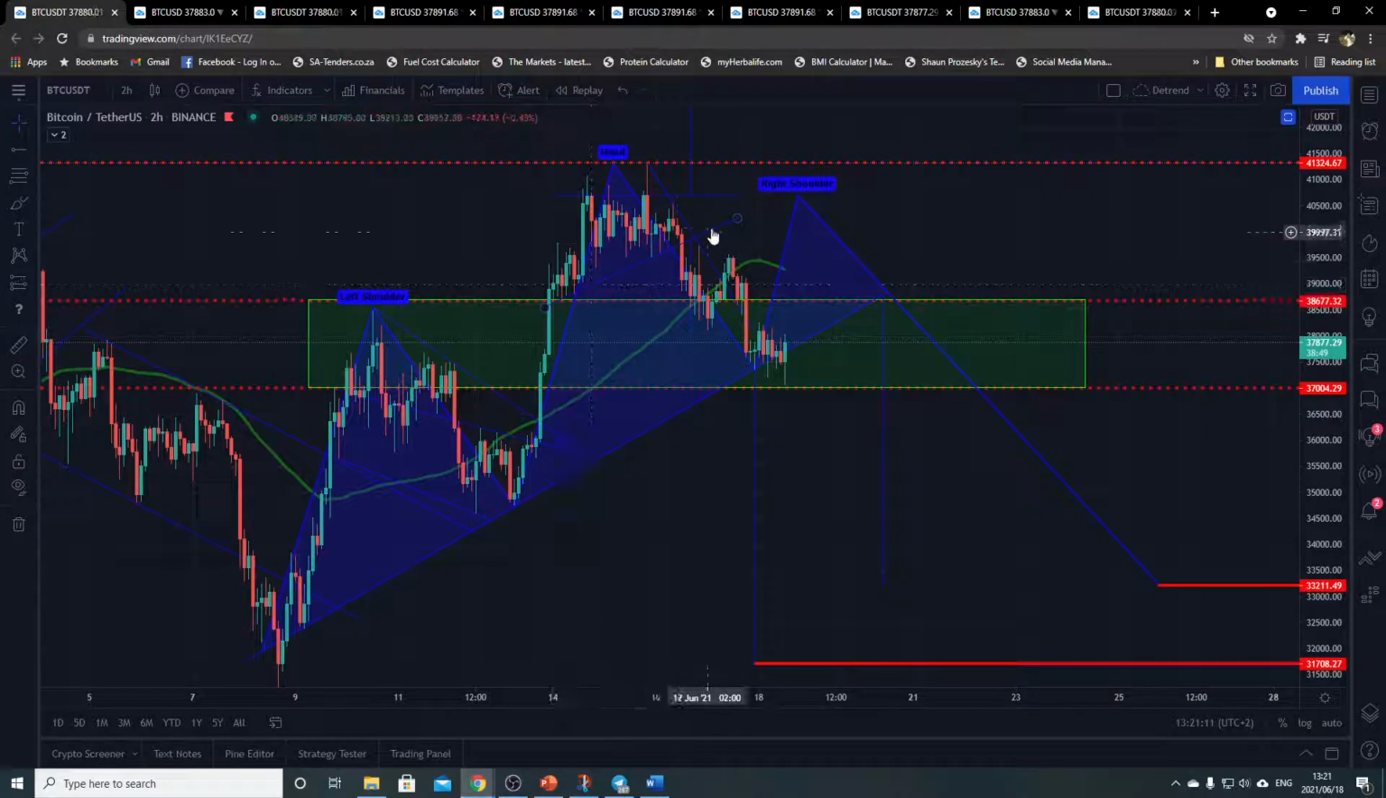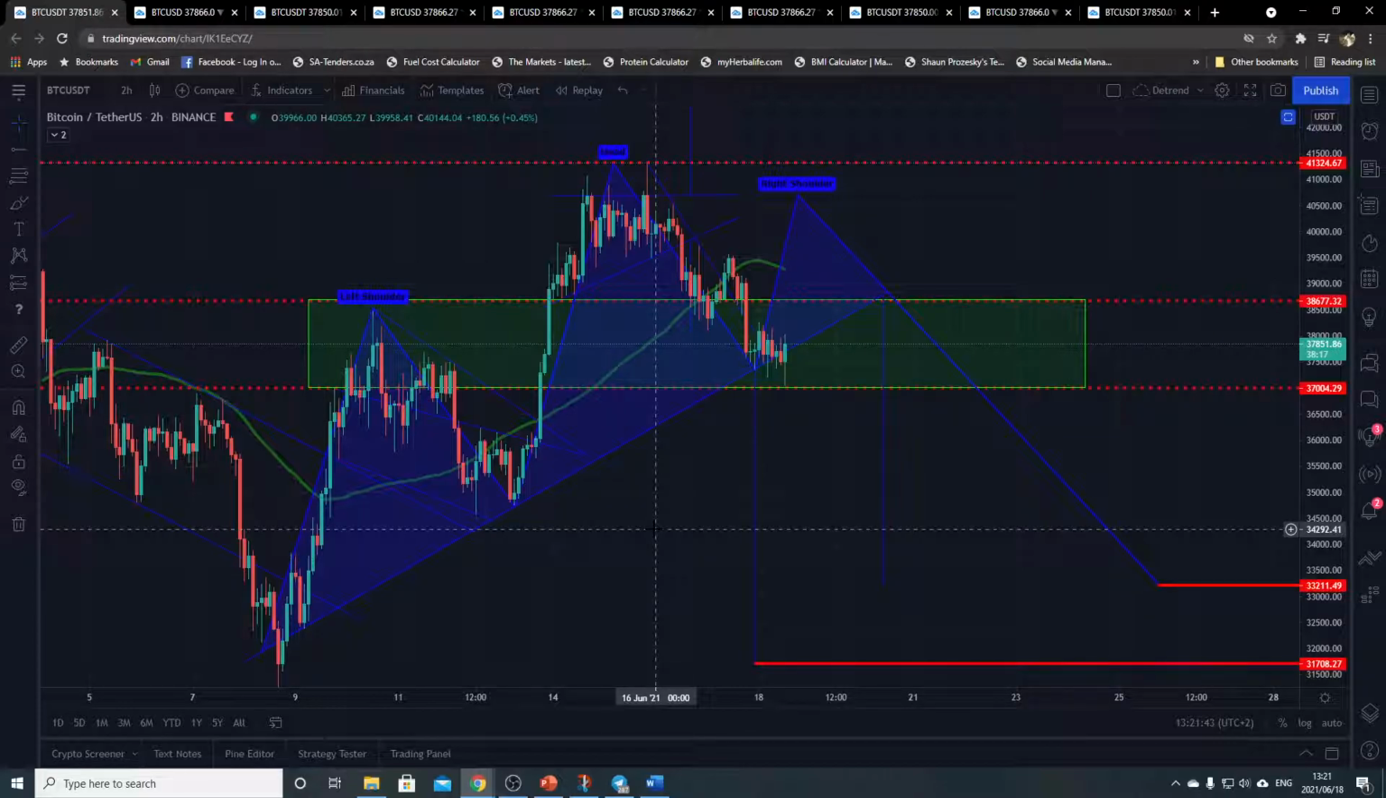Because here you got a descending triangle. I will do a video regarding a descending triangle on what the pattern signifies in the market. Okay, but there we got a fake out breakout, and then we came back down and we broke down out of the descending triangle. Okay, so now we're obviously going bearish.